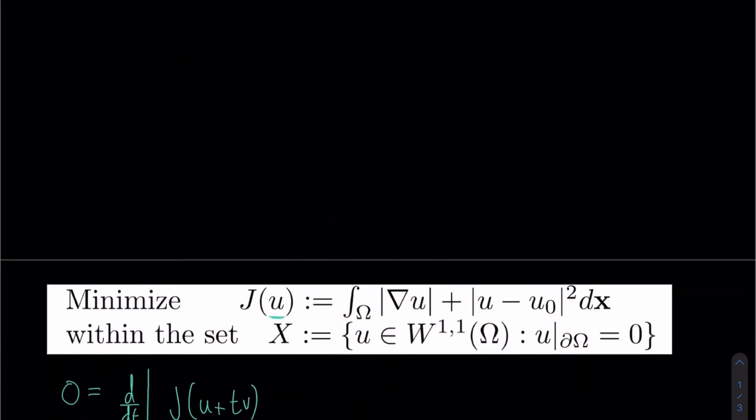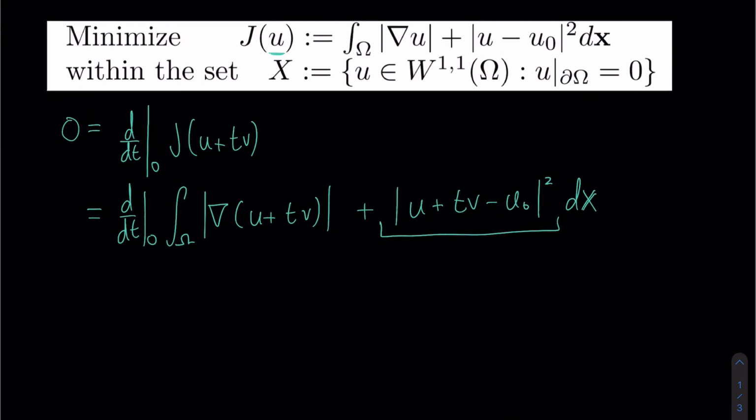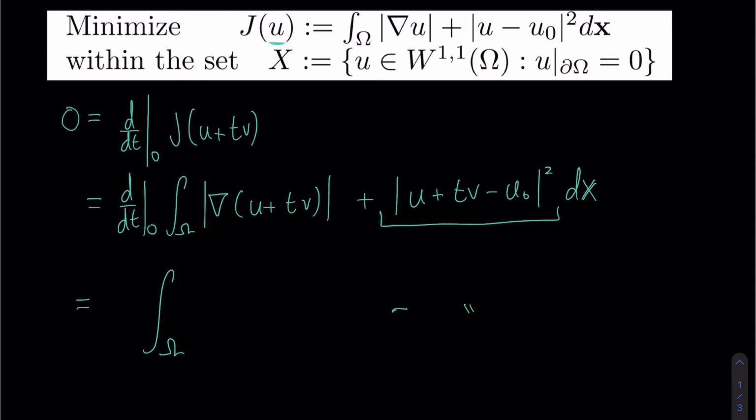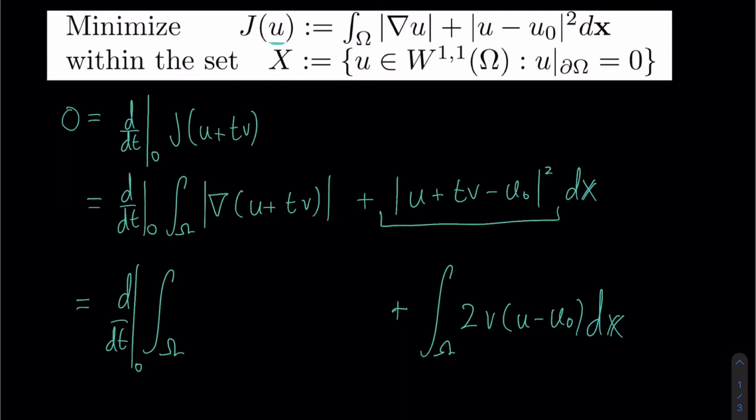So let's just simplify this and say this is just going to be equal to the integral of whatever the first part is, and then we're going to add twice of v times u minus u0. Now we just have to figure out what the first part is. So maybe it's a better idea to just write it like this and keep the derivative evaluated at t equals 0. Hopefully this makes sense.